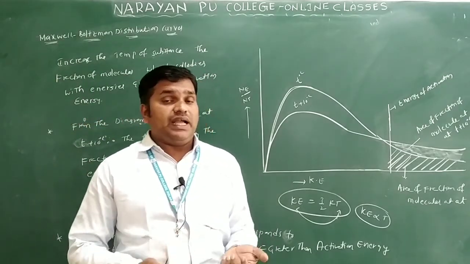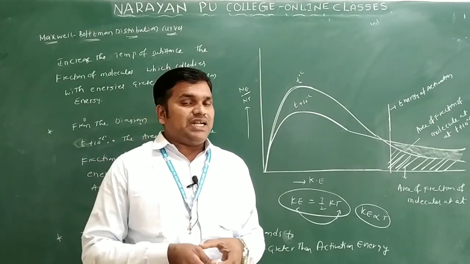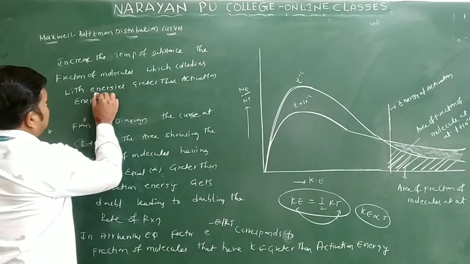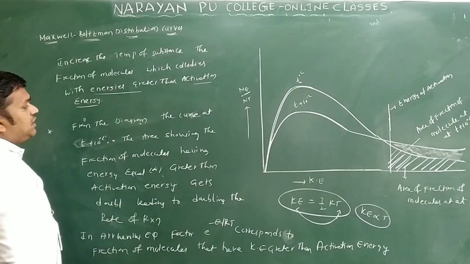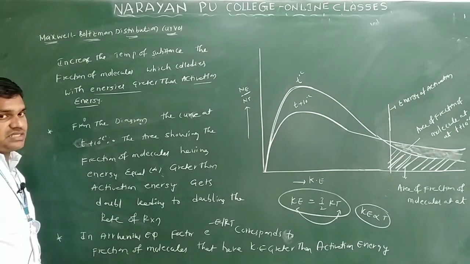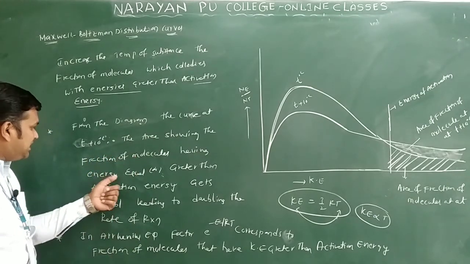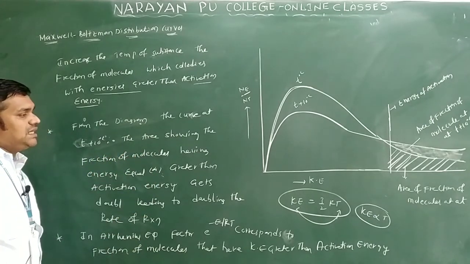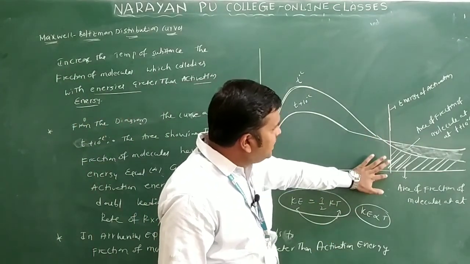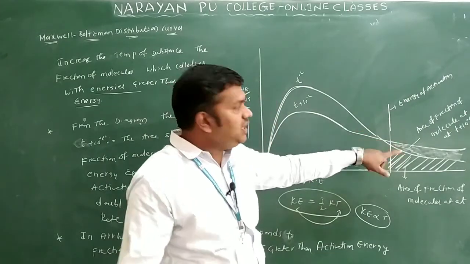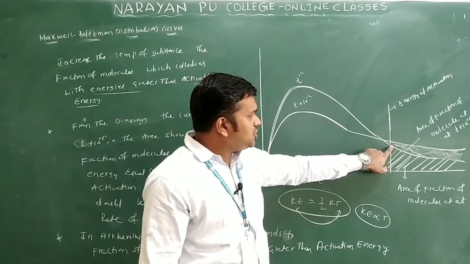I already told you reactant molecules undergo collisions. They collide with each other, and in these collisions the energies which are greater than the activation energy matter. Next point: from the diagram, the curve at T plus 10 degrees Celsius, the area shows the fraction of the molecules having energy equal to or greater than the activation energy. This is the activation energy, so this part is greater than this one.